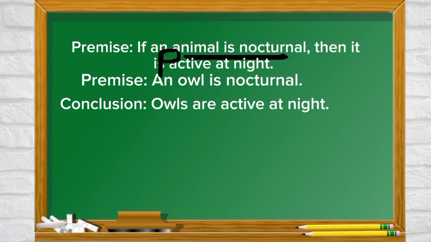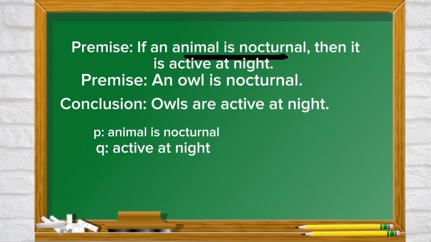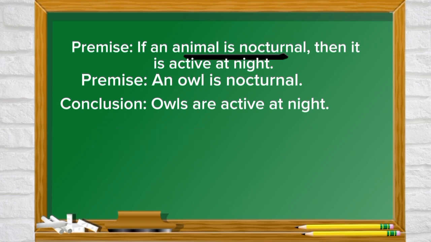So, an animal is nocturnal. I'm going to let that be P. So P is: an animal is nocturnal. I'm going to pick the second variable, Q, to represent the then part. So Q: it is active at night. This statement is telling us that we have if P then Q.